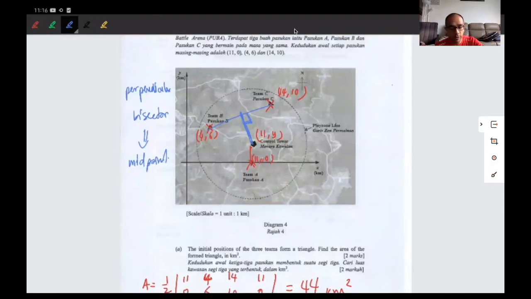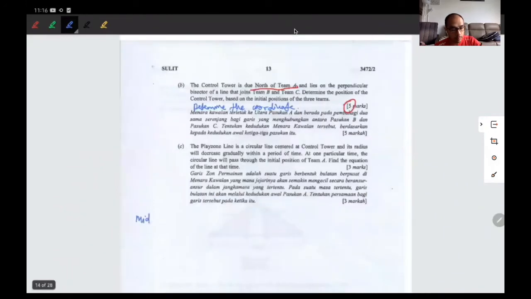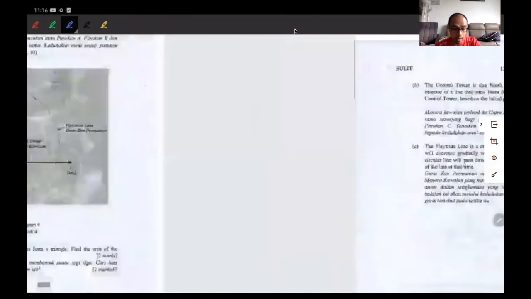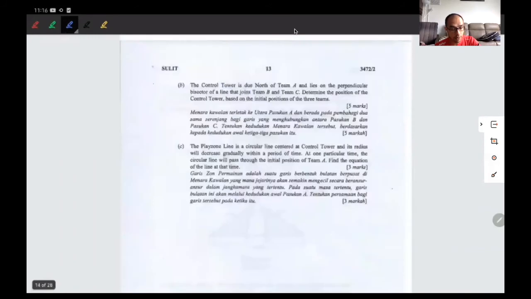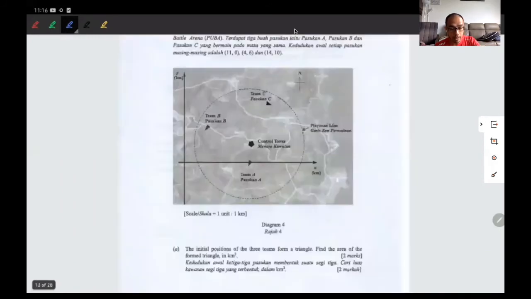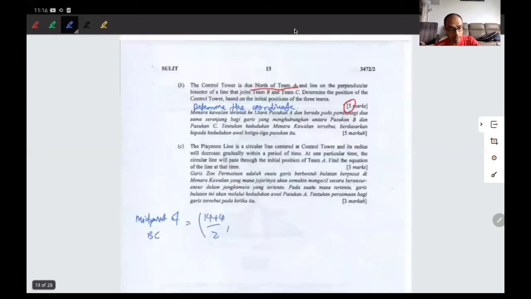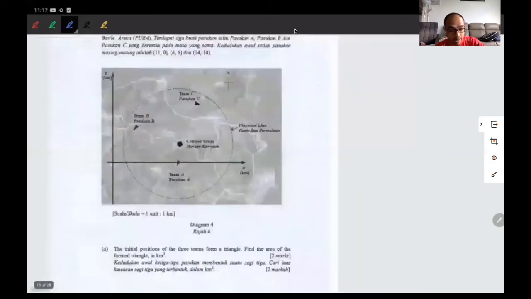Okay, so how do we do this? First of all, you need to find the midpoint. You kind of have no choice in this. So the midpoint of BC is 14 plus 4 over 2, and 6 plus 10 over 2. So 14 plus 4 is 18, 18 divided by 2 is 9, and 8. Okay, so the midpoint over here is 9 and 8.